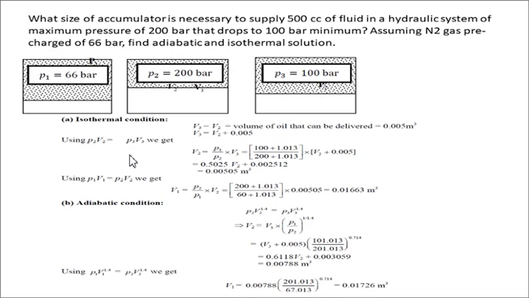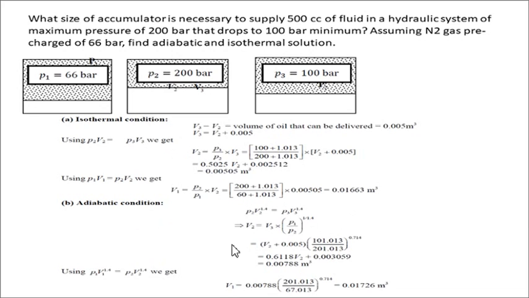Then you establish P2 V2 is equal to P3 V3. You can find the V2 value, as you know the P3 and P2 values, as well as the V3 value. Now, the same relationship exists between P1 V1 and P2 V2, so you can easily find the V1 value. Similarly, this is for the isothermal condition, when P2 V2 is equal to P1 V1.